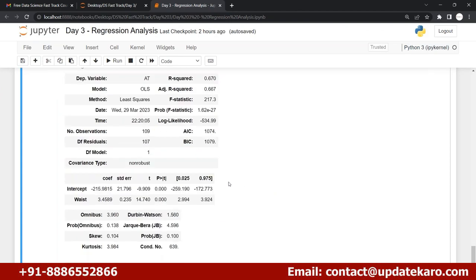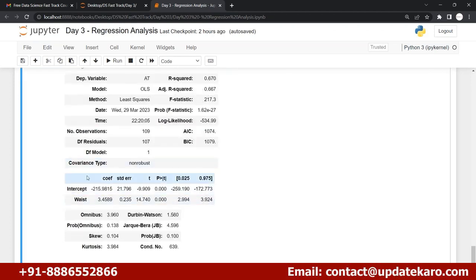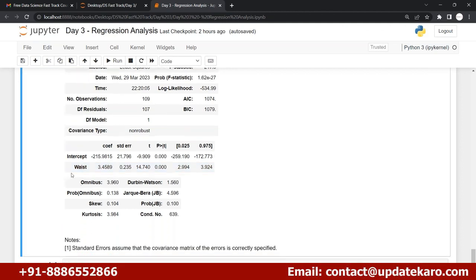Now this is the first table. From here you can decide whether your overall model is significant or not. Now from this second table you can decide whether each and every column is significant or not, like my waste column. If you have multiple columns, you can say whether each column is significant or not. And these are a few statistical tests, with which you can check your model's credibility.